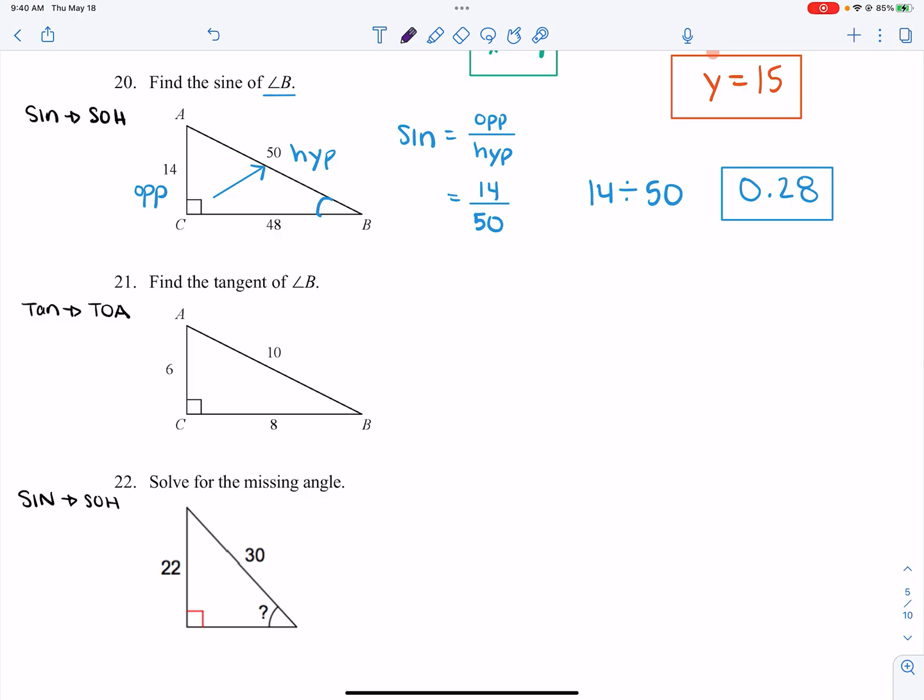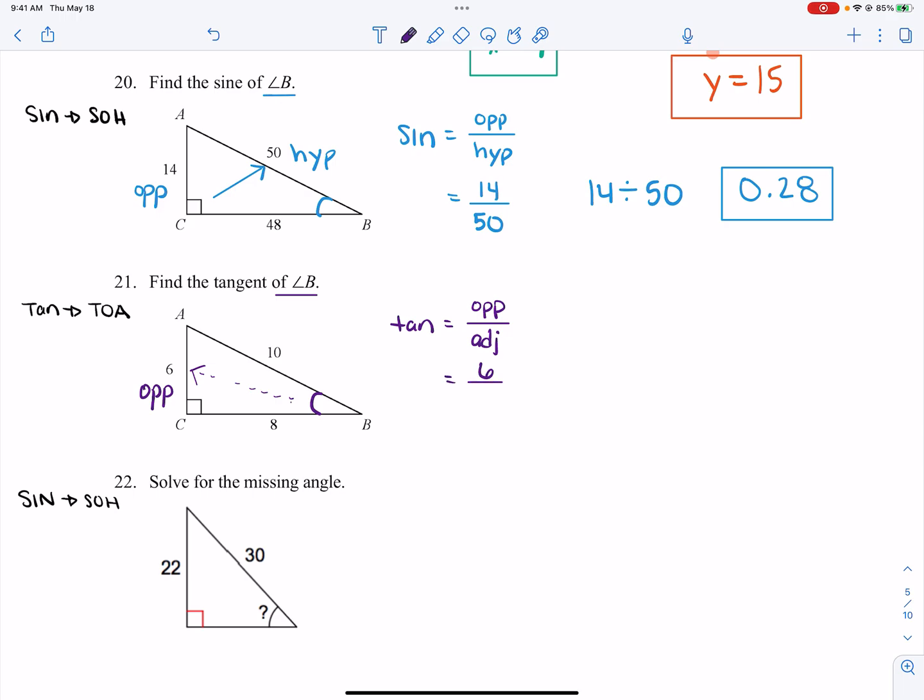All right, 21. Find the tangent of angle B. So again, I'm working on angle B down here. Tangent means that I want opposite over adjacent, TOA. That's why I put that stuff over here on the right-hand side. TOA, opposite over adjacent. So that means that my opposite of B, so I look across, across is my opposite. So that's my 6.